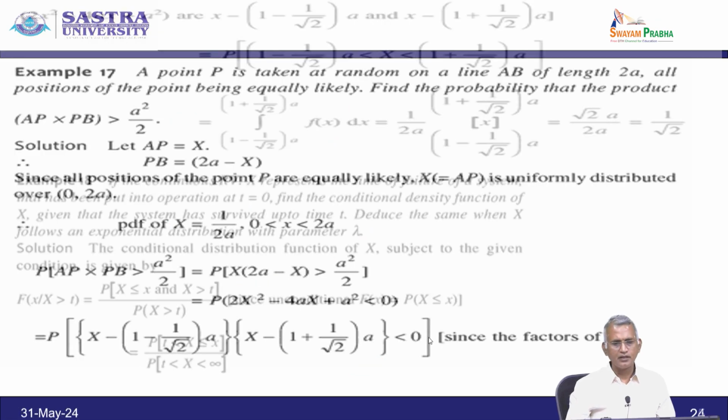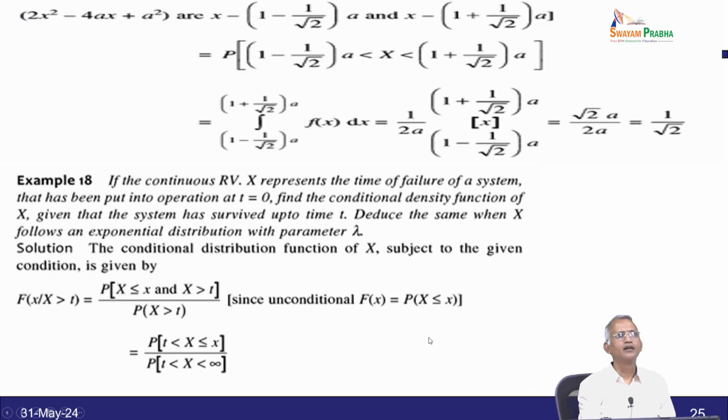Since the factors of the quadratic equation 2x² − 4ax + a² are x − (1 − 1/√2a) and x − (1 + 1/√2a), this can be written as the probability of 1 − 1/√2a < x < 1 + 1/√2a.